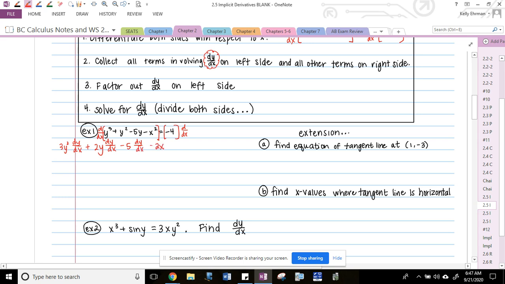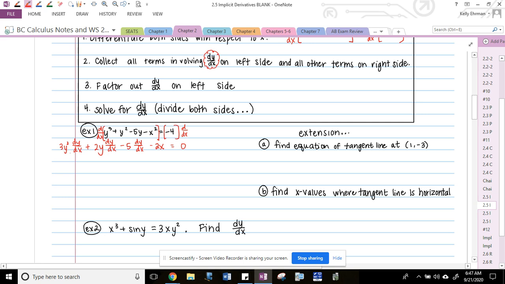Minus 2x. I don't need a dy dx because this is the derivative of x squared with respect to x. And that equals the derivative of a constant is 0. And again, that's with respect to x, so I don't need a dy dx there because it's just 0.